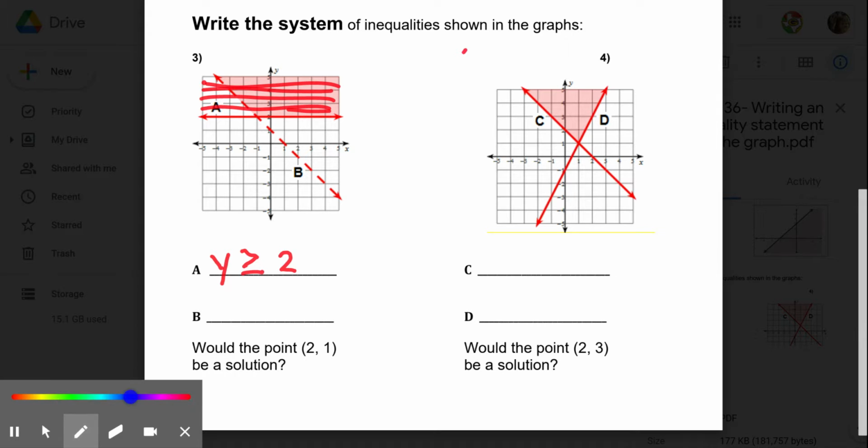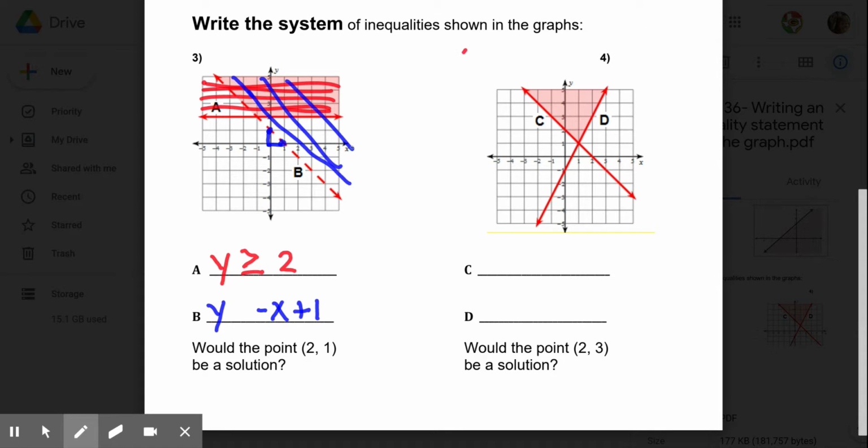Letter B, or line B, the y-intercept is 1. This is a negative slope. In fact, it's negative 1, so down 1, right 1. So we can just label that as negative x. And we're going to start off with y. Now, in order for this area to be shaded, this one's going to have to be greater than. And it is dashed, so we're just going to leave it as greater than.